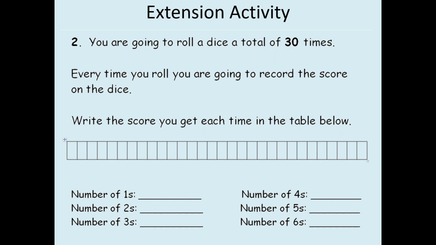Another activity. You are going to roll a dice a total of 30 times. Every time you roll, you are going to record the score on the dice. Write the score you get each time in the table below. Number of 1, number of 2, 3, 4, 5 and 6.